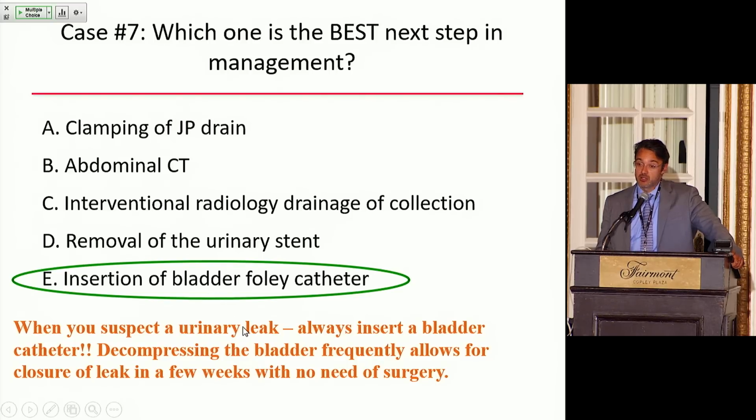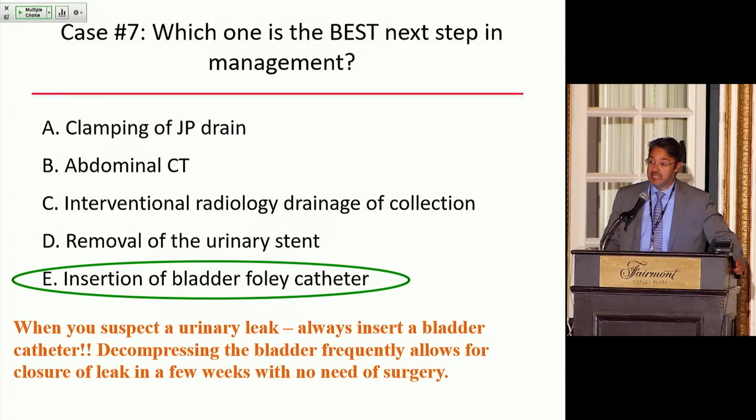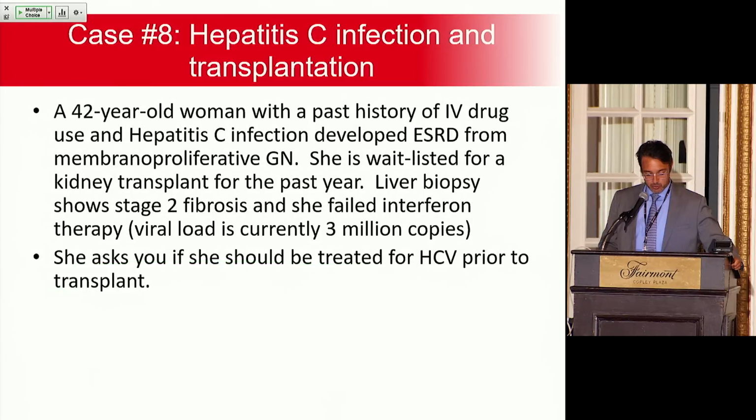The first thing you want to do is insert a Foley catheter, because you want to decompress the bladder as much as possible. Decompressing the bladder frequently allows healing of the leak, so you don't require surgical interventions. The surgeons hate to go back and try to fix these things, in particular early after transplant. So put the Foley in. You're going to watch for a couple of weeks, and then you decide about next approaches.